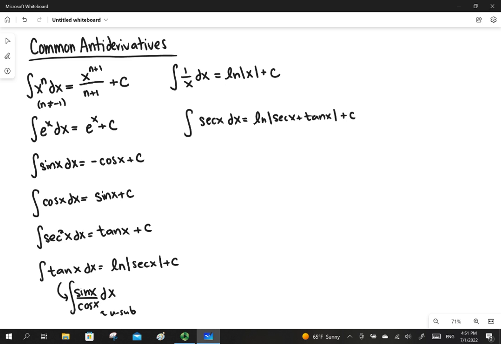This is a weird one, but you can prove it to yourself by first multiplying the secant by secant x plus tangent x over secant x plus tangent x, which you can do since you're really just multiplying by 1, and then doing a u substitution.